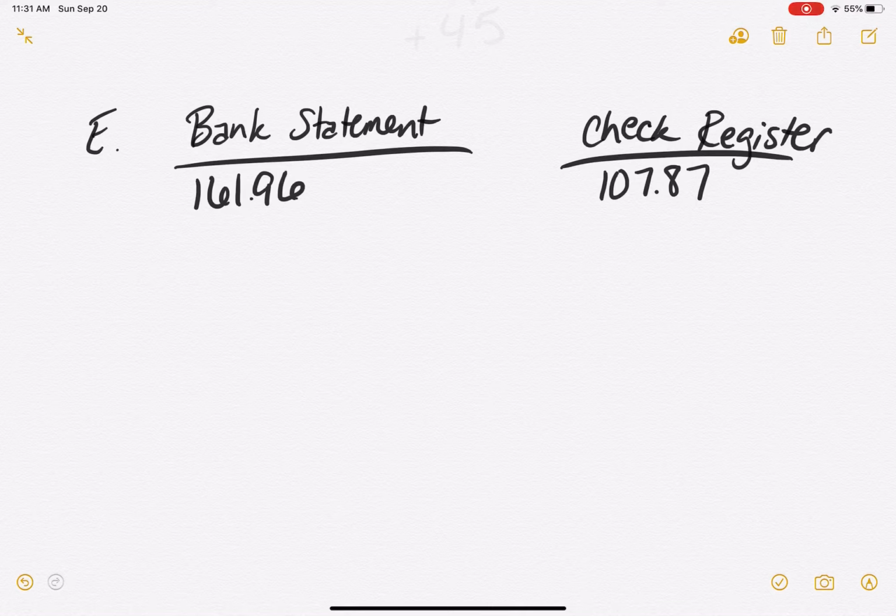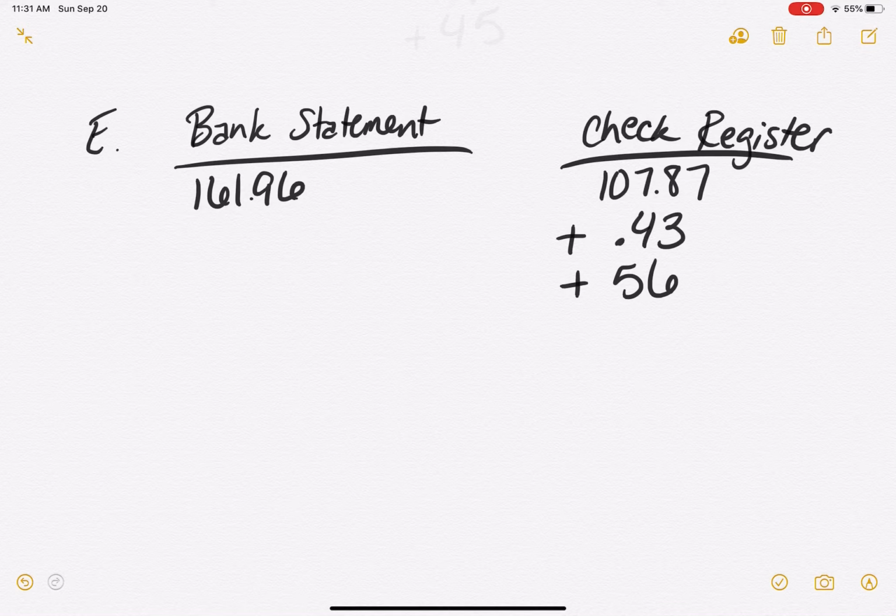It says interest earned of 43 cents and an ATM deposit of $56 also appeared on the statement, but that had not been recorded in the register. So in the register, we need to add our interest, and it also says that we need to add a deposit of $56 because it was not recorded in the register.